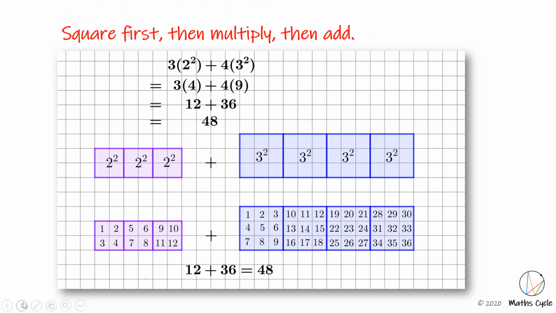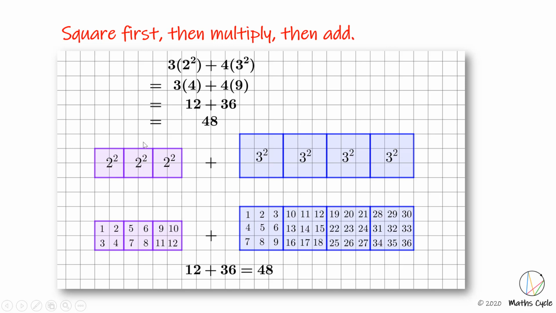So let's look at this example. We have 3 multiplied by 2 squared, so that's 3 squares of side length 2. Add to that 4 multiplied by 3 squared, so that's 4 squares of side length 3. Okay, so here they are. There's my 3 squares, add to that my 4 squares.